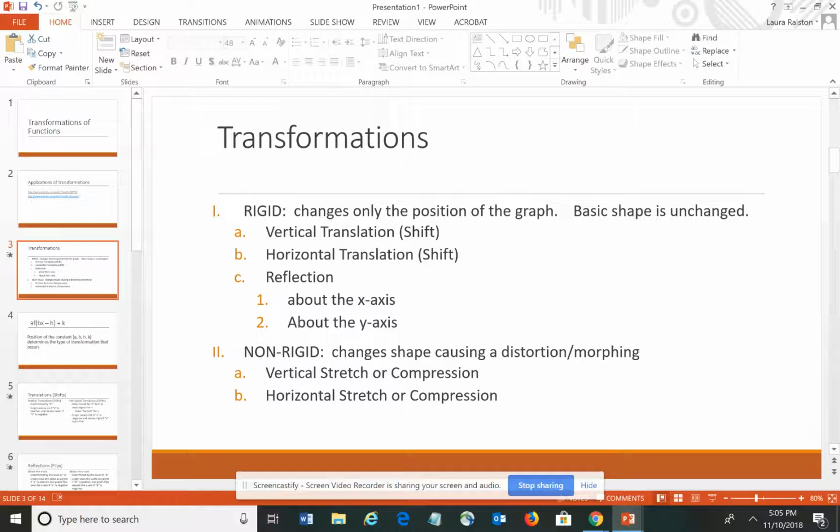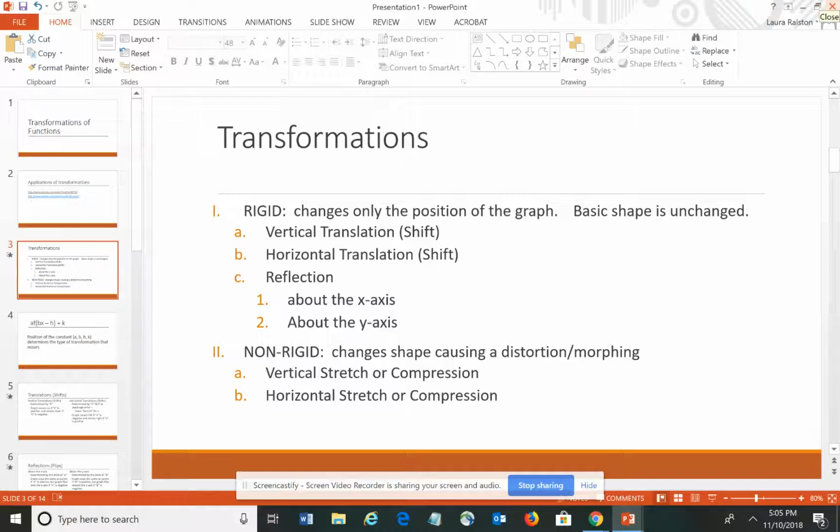The second type of transformations we call non-rigid, and with non-rigid transformations, it actually causes the shape of your function or graph to change, causing a distortion. Again, it's that idea of morphing. There are 2 non-rigid transformations. One is called a vertical stretch or compression, and the other is a horizontal stretch or compression.